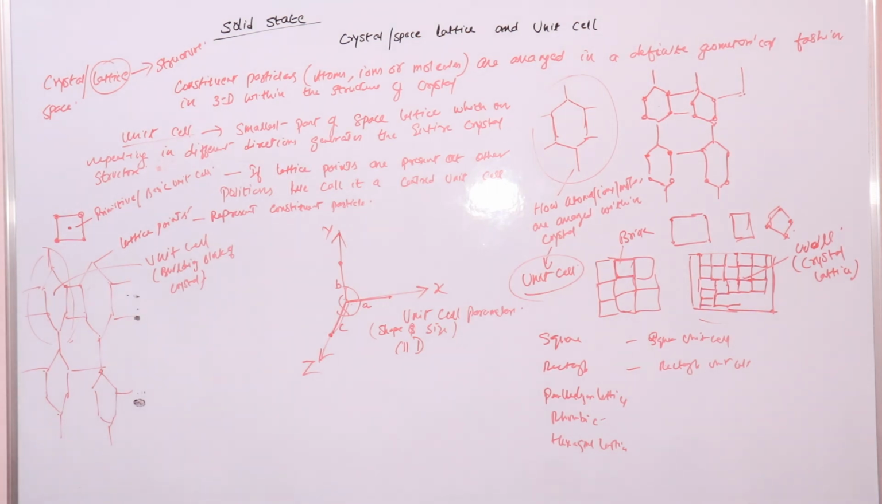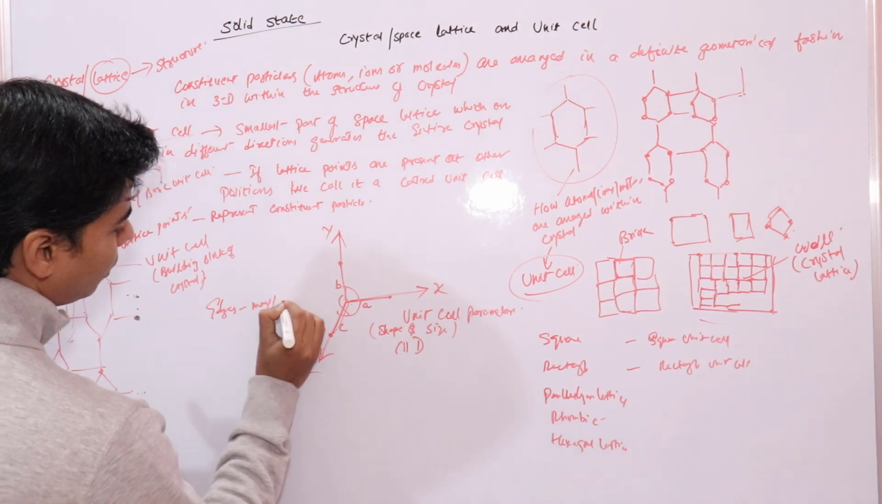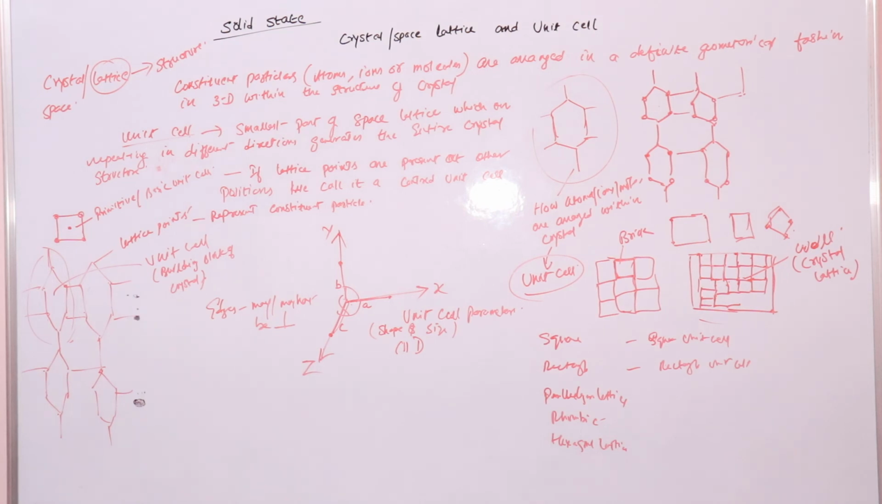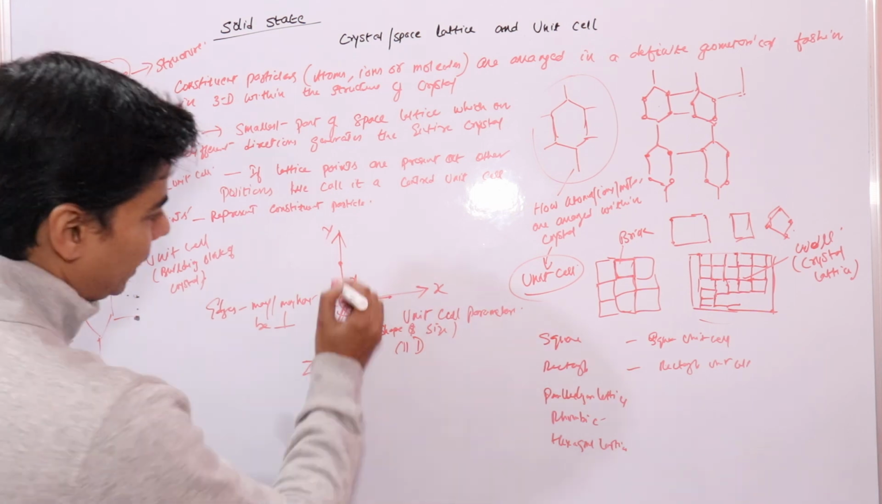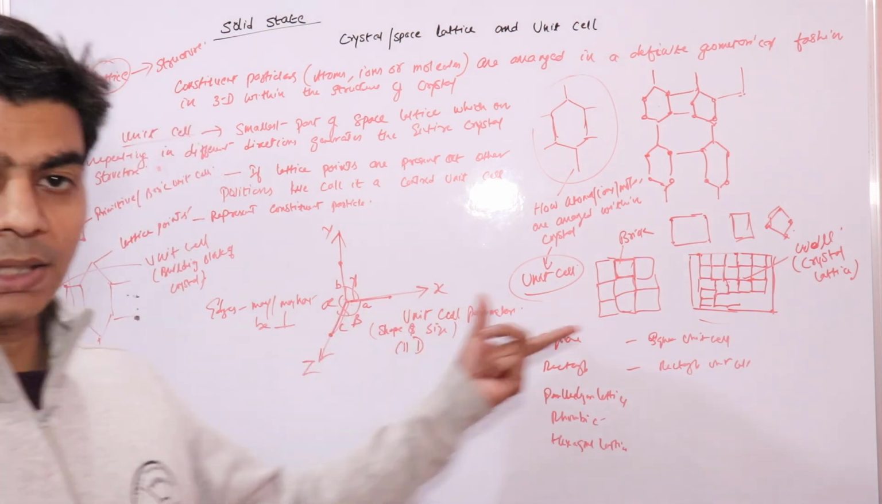First is the dimensions along the 3 axes, along the 3 edges A, B and C. These edges may or may not be mutually perpendicular. And then the angle between these edges: alpha is the angle between the edges B and C, beta is the angle between A and C, and gamma is the angle between B and A. So these 2 parameters, the length of the edges A, B and C and the angle between these edges, decide the shape and size of the unit cell, right?